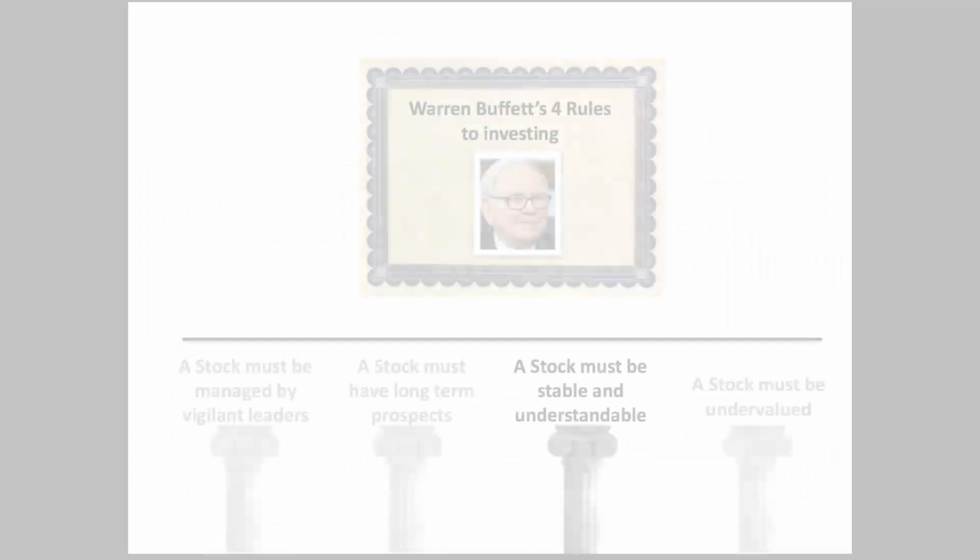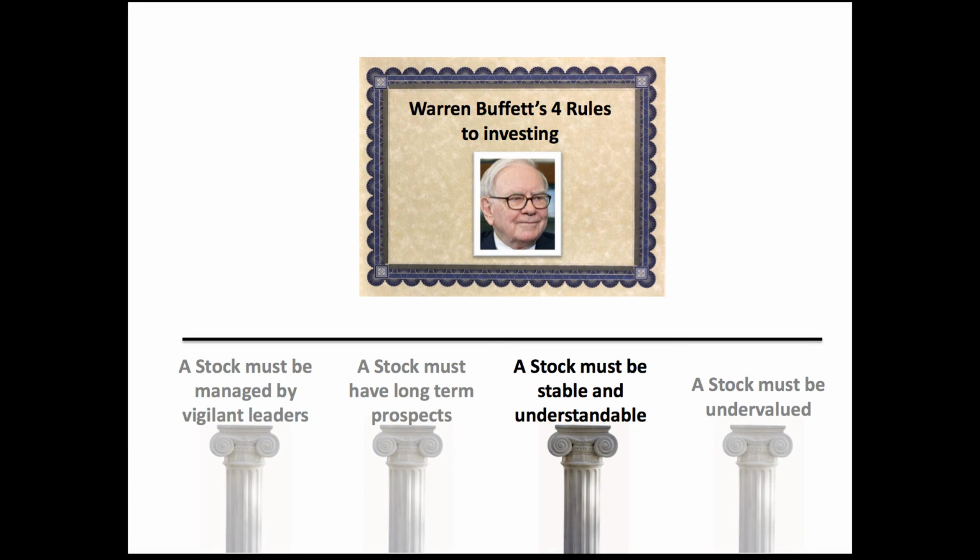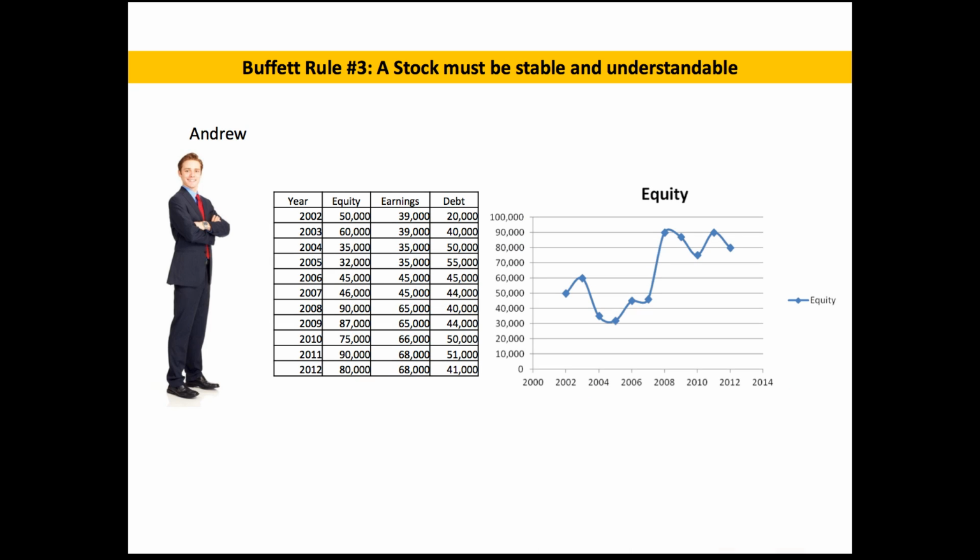So let's get started. We've made it to the third rule, a stock must be stable and understandable. All four of these rules must be met, so let's learn a little bit more about this particular rule. We have a person named Andrew, and we've been tracking Andrew's equity, earnings, and debt for the last 10 years from 2002 to 2012. We're just going to assess Andrew in each one of those areas, the equity, the earnings, and his debt, that he's managed over the last 10 years for himself. This is not a company, this is just Andrew.